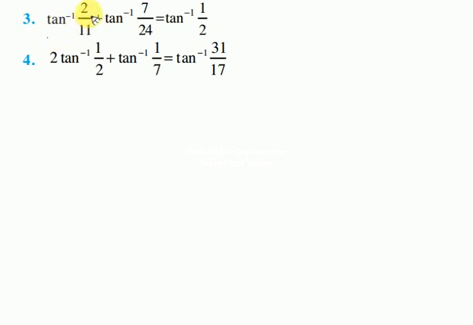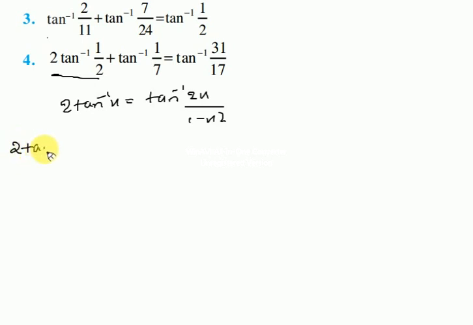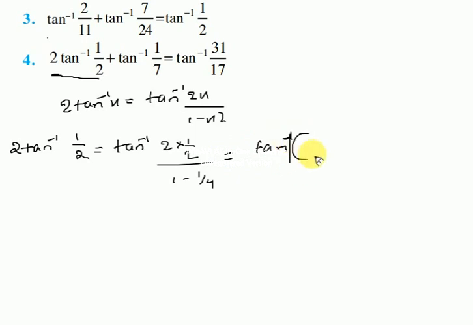We may have another problem like this, tan inverse of this and tan inverse of this. This is a bit different. 2 tan inverse of 1 by 2. Actually, 2 tan inverse of x is equal to tan inverse of 2x divided by 1 minus x square. Therefore, 2 tan inverse of 1 by 2 will be equal to tan inverse of 2 into 1 by 2 divided by 1 minus x square, meaning 1 by 4, which is equal to tan inverse of numerator 1 and the denominator 3 by 4. Otherwise, we can write it as 4 by 3.